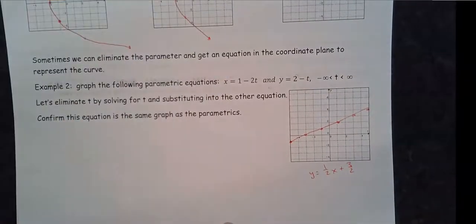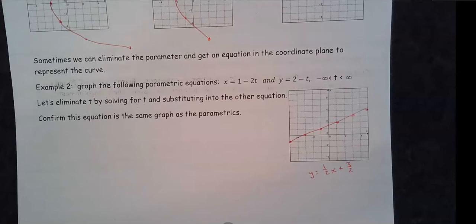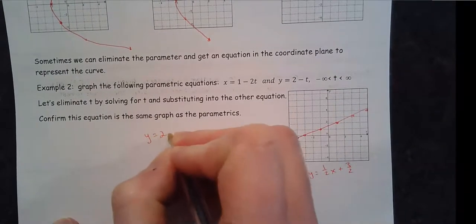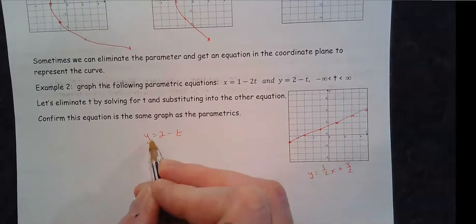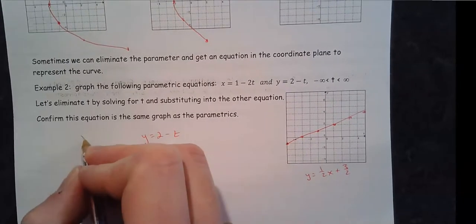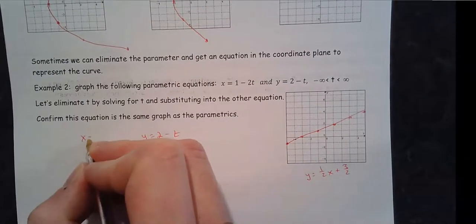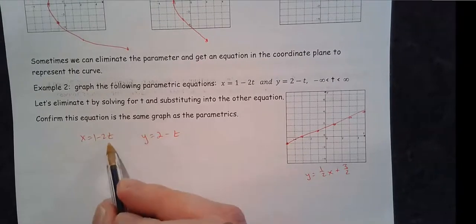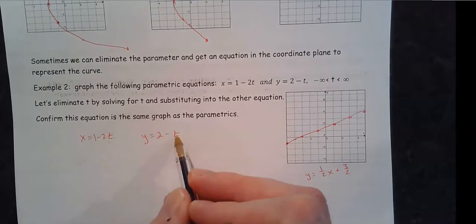Now, let's go through and actually eliminate. This is something we did earlier in the year, so hopefully it looks familiar. What I want is my answer to be y equals something, so I'm going to solve x for t. If x equals 1 minus 2t, solve for t, and then plug it into y equals 2 minus t.